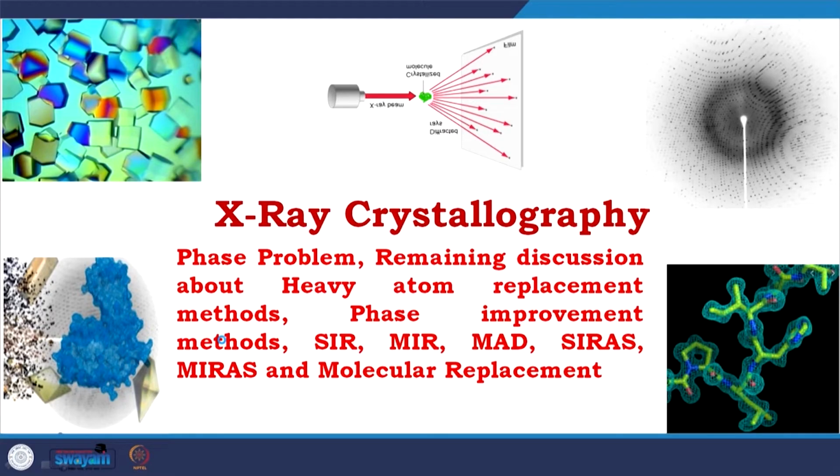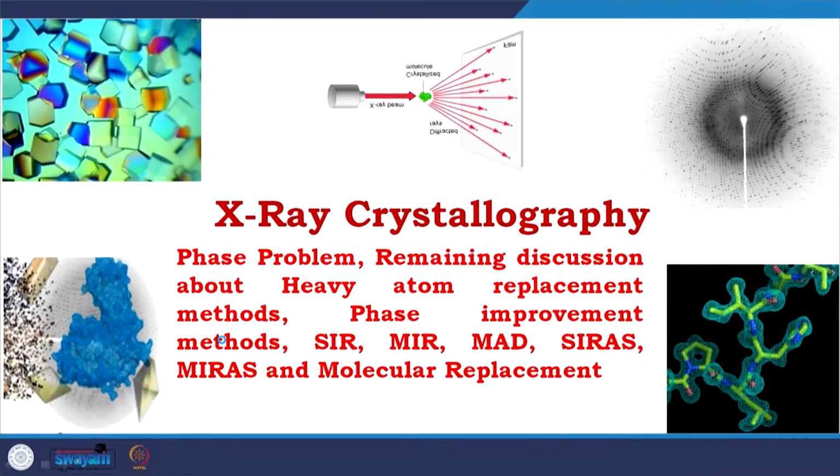Today we will again discuss a few parts of the phase problem, the remaining discussions about the heavy atom replacement methods, phase improvement technologies, SIR, MIR, MAD, and a little introduction to SIRAS, MIRAS, and then we will talk about another technique, which is molecular replacement, to solve the phase problem.